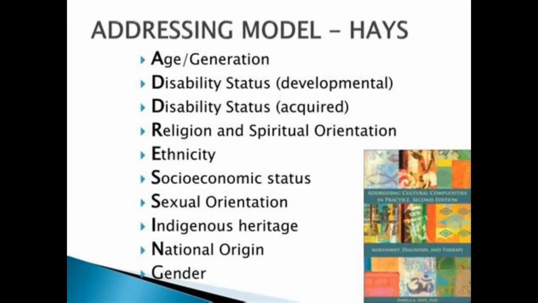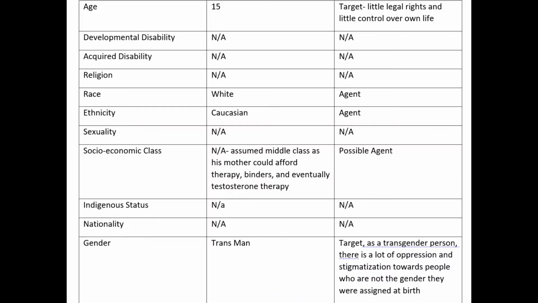So we're going to see what we know about Michael and his situation utilizing the Hays ADDRESSING model. The model allows us to see target and agent ranks, or privileged and oppressed identities, that a person may have. Understanding where a person sits in the social hierarchy of their culture allows us to understand a few more factors that may not be listed in paperwork or diagnostic criteria that would affect a person and their symptoms.